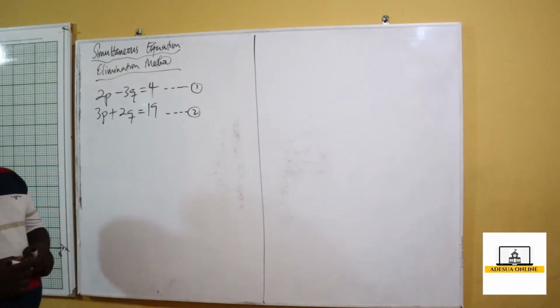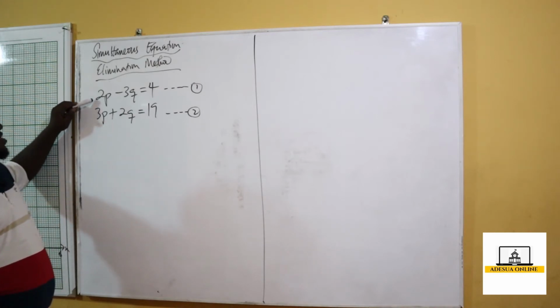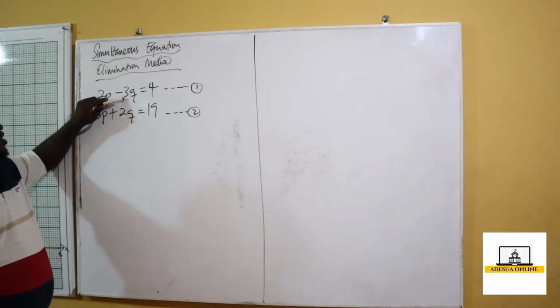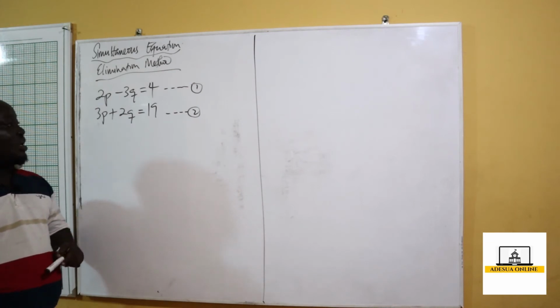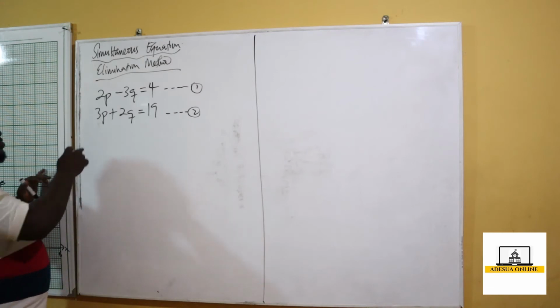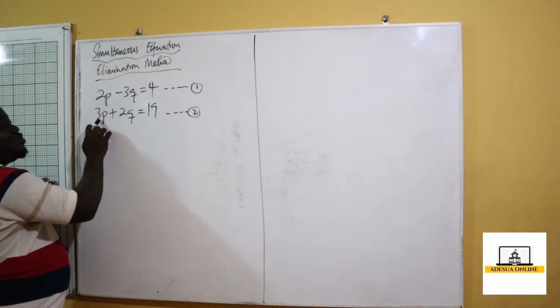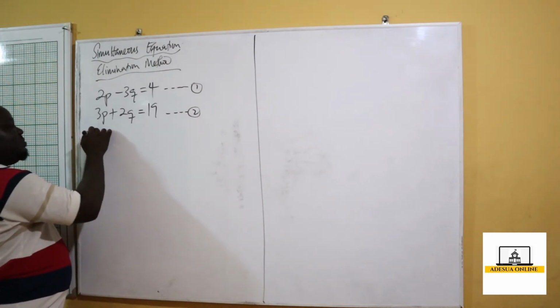Now, when you watch through this equation, you realize that the coefficient of p is 2 and over here is 3. They are not the same. Over here is also negative 3 and 2. They are not the same. So what we have to do is we need to eliminate one of the variables. So we either multiply equation 1 by 3 to get 6 here and then equation 2 by 2 to also get 6 here.